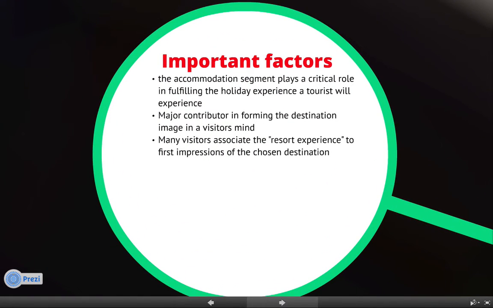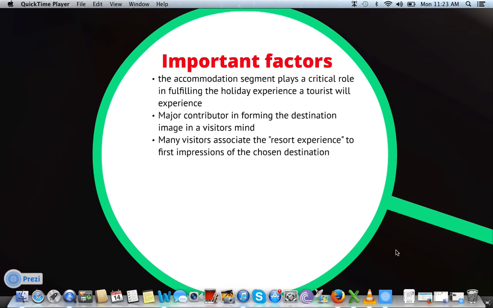Some important factors to take into consideration. The accommodation segment plays a critical role in fulfilling the holiday experience. Why do I say that? Because this is the first impression that a lot of visitors form of a destination when they come and experience the accommodation product that they have paid for.